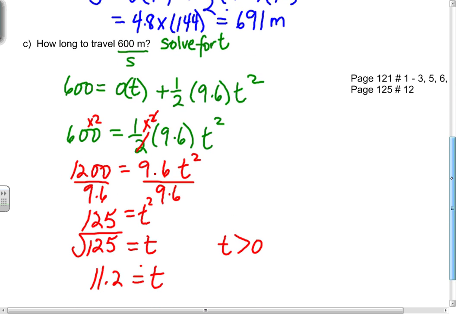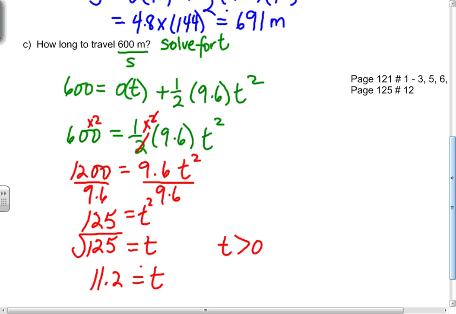It is reasonable. Some good questions to try. You should have a great time with these. Page 121 and page 125. Some geometry and light questions.